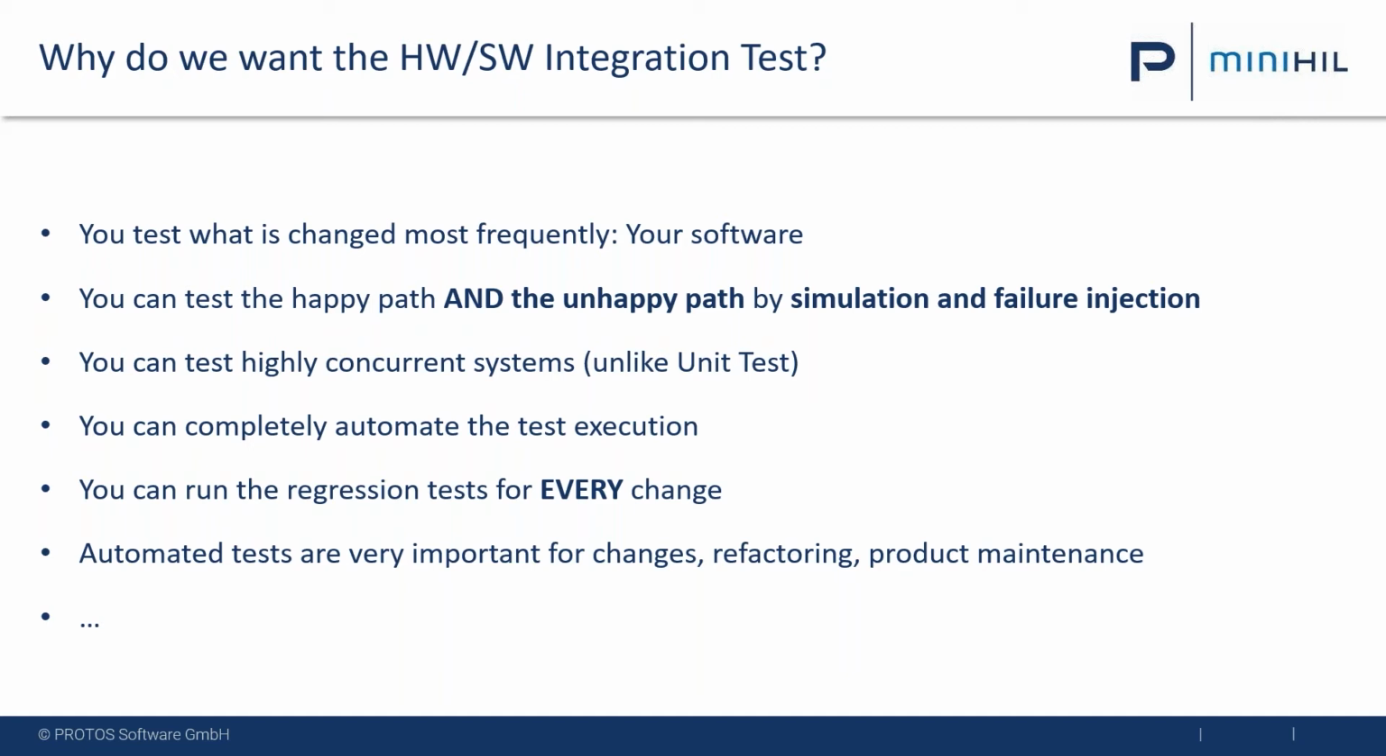A unit test is not really well suited to test concurrent systems, but our embedded systems are concurrent systems. Then you can completely automate the test execution because it's only a simulation environment and not a hardware environment. You can run the regression tests for every change. So virtually every little change you make, you can run the regression tests completely. And the automated tests are very important for changes, refactoring, and product maintenance. So whatever you want to change, you need a safety net. And those automated tests are the safety net for the developer.